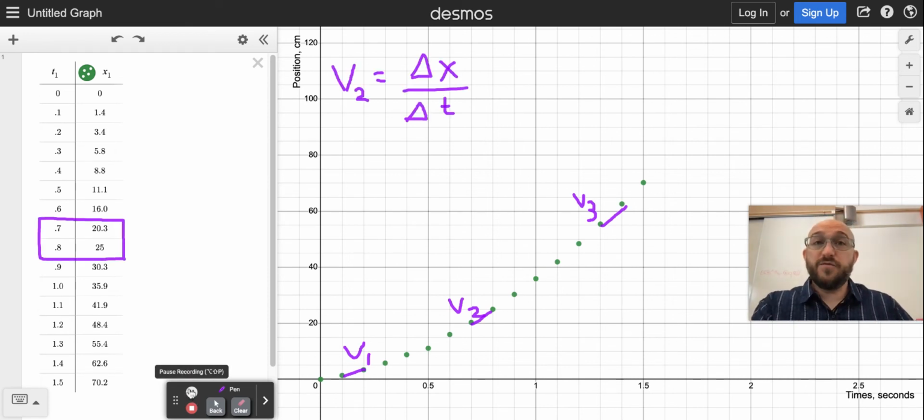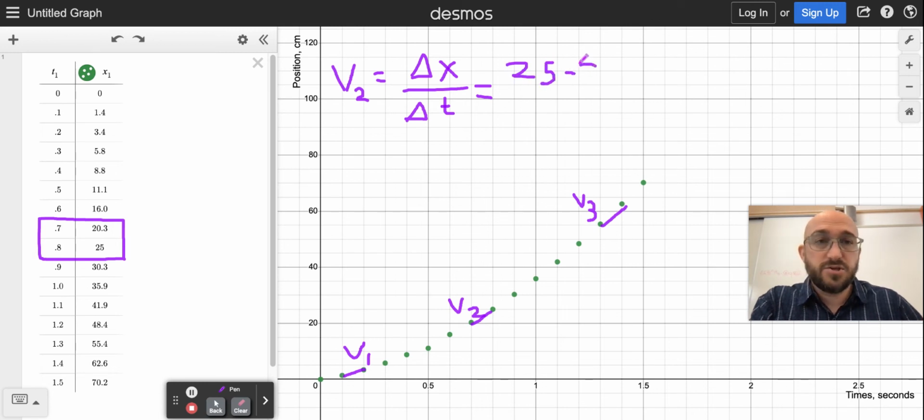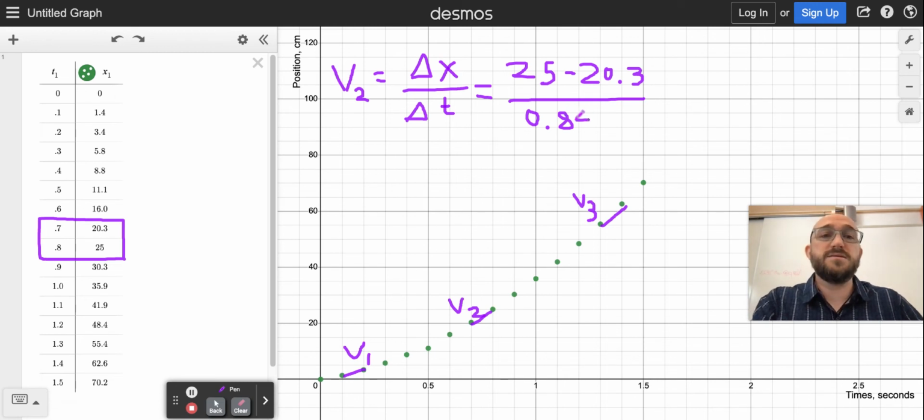So here we are, we're looking at V2. To find the slope, again, we do the change in position divided by the change in time, the rise over the run, to use math language. And that's for these points here, which means that my change in position is going to be 25 minus 20.3. And my change in time, that's going to be my 0.8 minus 0.7.